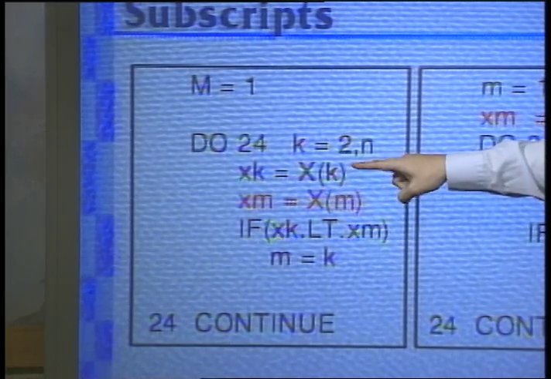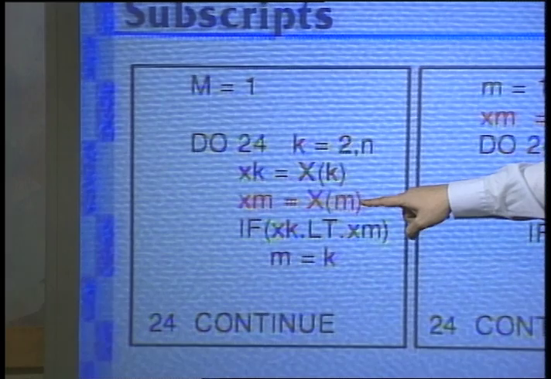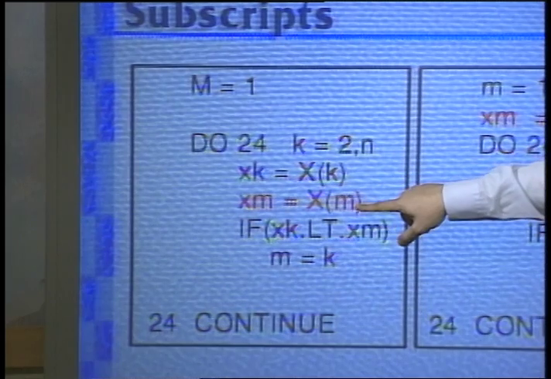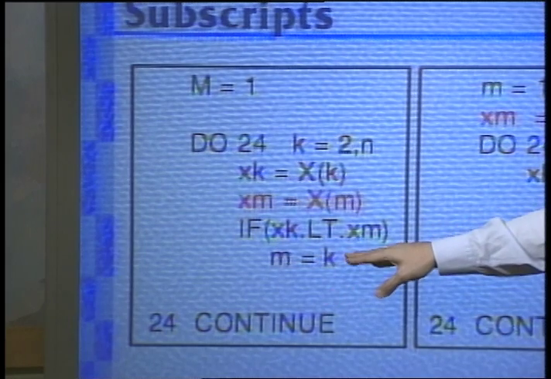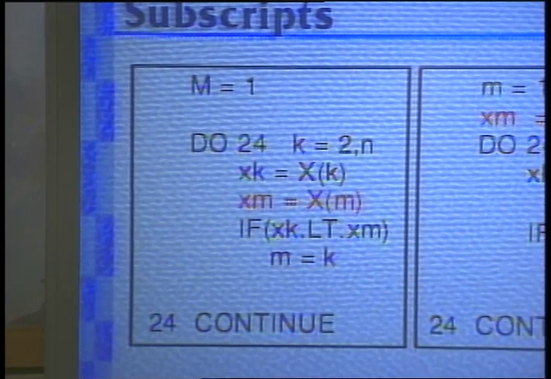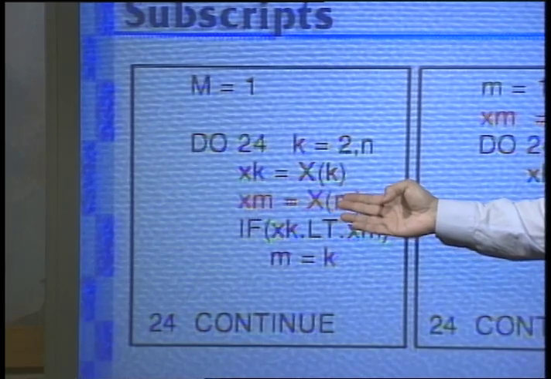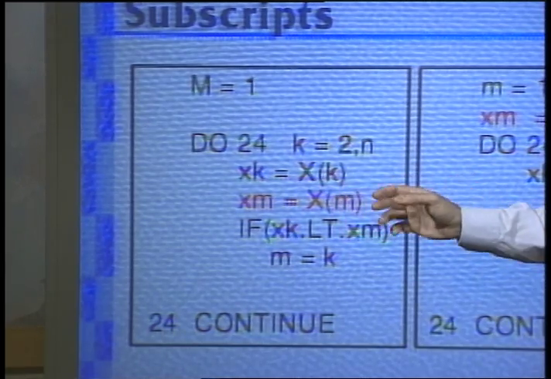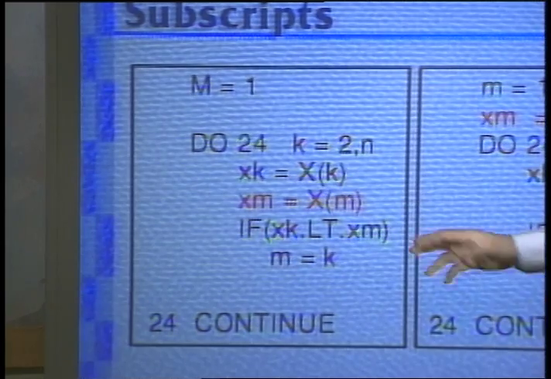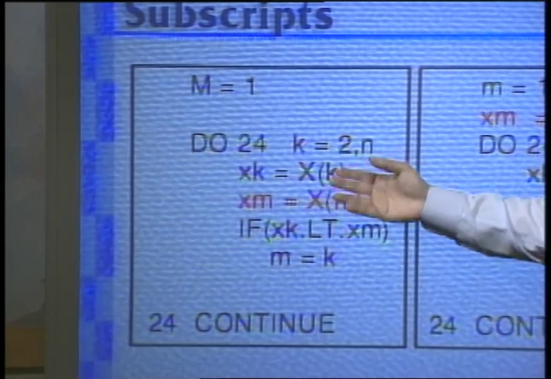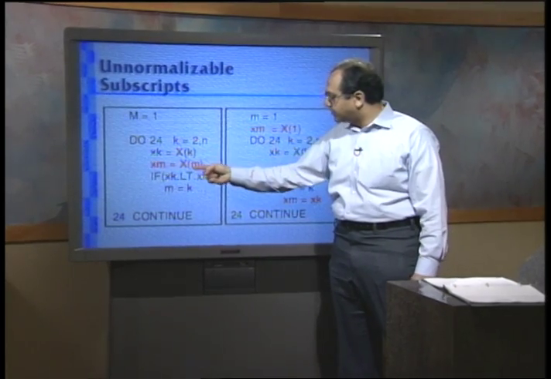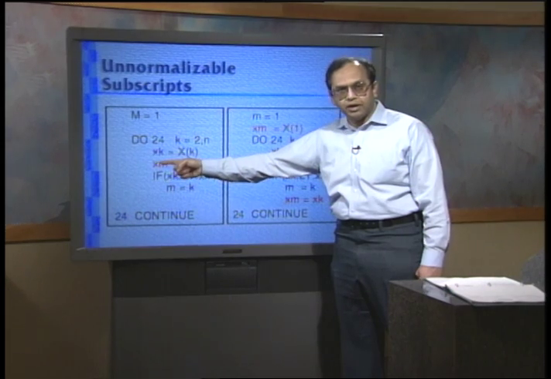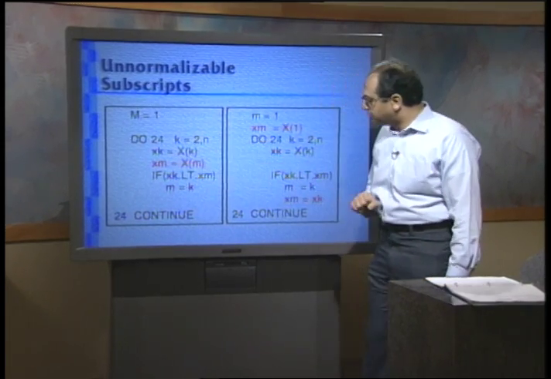And on each iteration, we load the test element as well as the current smallest element, and compare them. And if it turns out that this is smaller than that, then we replace the smallest index with K. Now, just inspecting this intuitively, it becomes obvious that on most of the iterations of this loop, we will not find a new minimum. And therefore, in fact, neither x of m nor xm over here changes. And there are some redundant loads going on here.